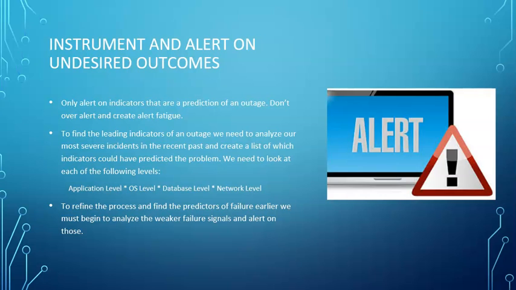When we're looking at that, we need to look at the main 4 levels: our application level, our operating system level, our database level, and our network level. Then we can create alerts that are meaningful and that we can act on. As we do this, we can actually refine the process to find those predictors earlier in the process so that we're not getting alerts as things are failing, but way before they would fail, so that we can fix those issues before the customer will see any issues when they're working with our systems.